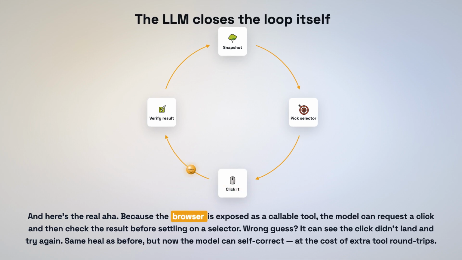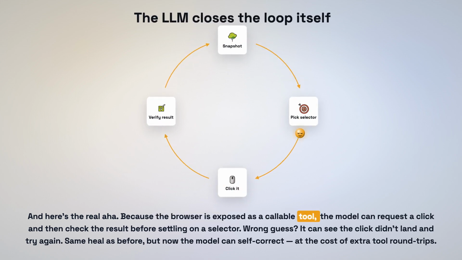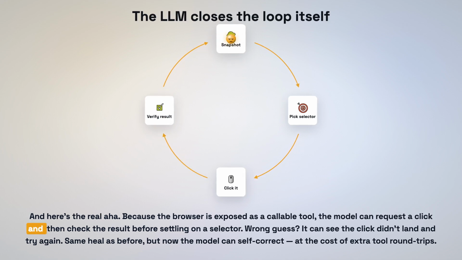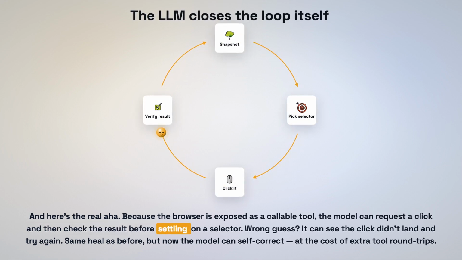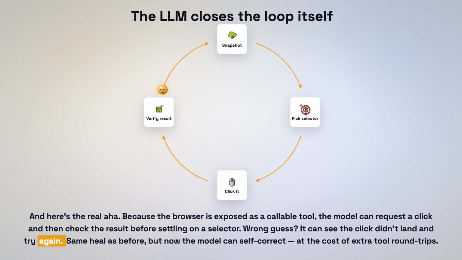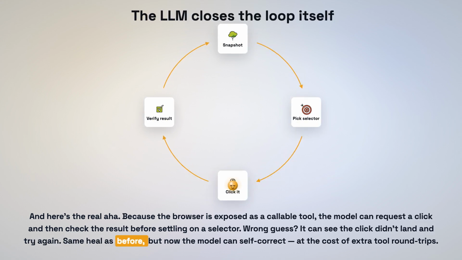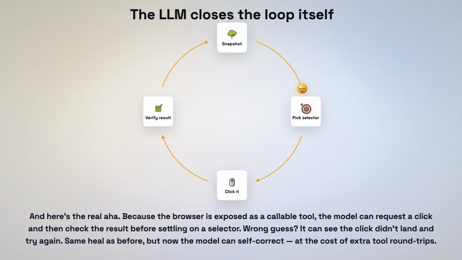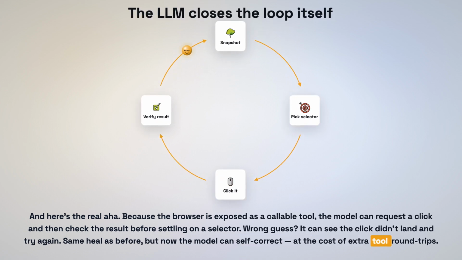Because the browser is exposed as a callable tool, the model can request a click and then check the result before settling on a selector. Wrong guess? It can see the click didn't land and try again. Same heal as before, but now the model can self-correct, at the cost of extra tool round trips.